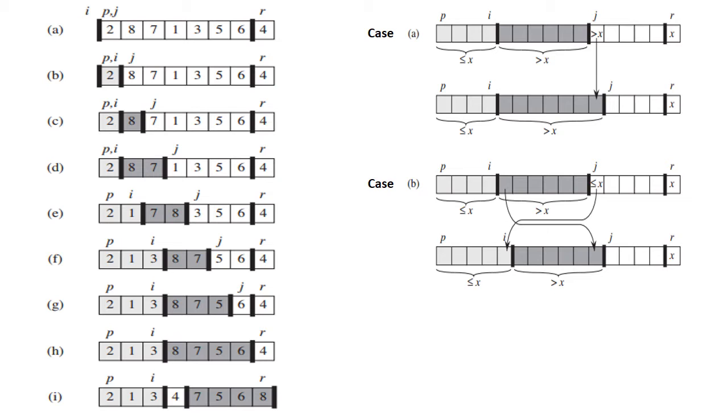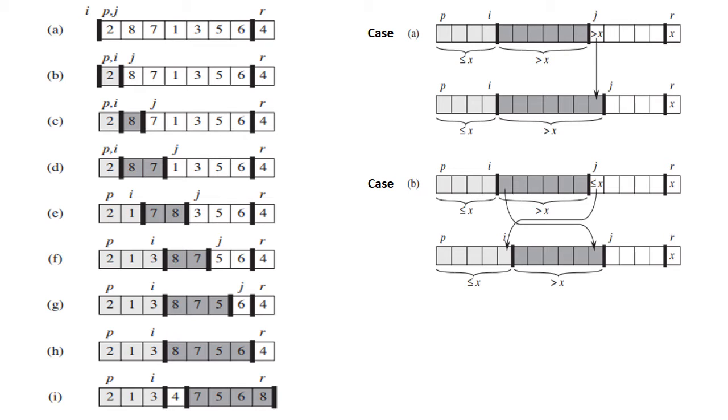Here the figure shows some intermediate stage after a few iterations in the partition function. As I told you in the last video, P is the first index, R is the last index, and the element at index R is the pivot element. Variable I works as a wall between the two partitions. The first partition contains the values less than or equal to the pivot element, and the second partition contains the elements greater than the pivot element.